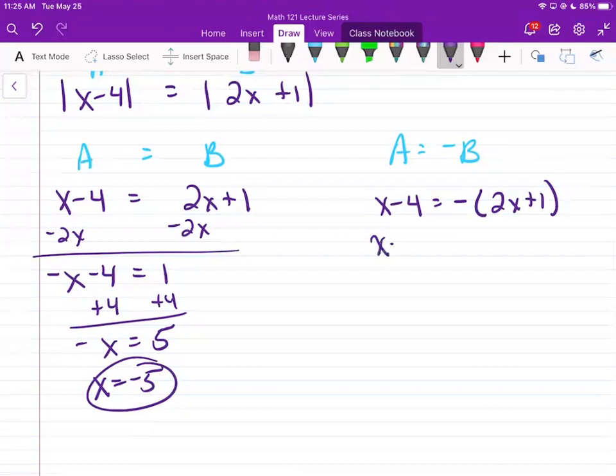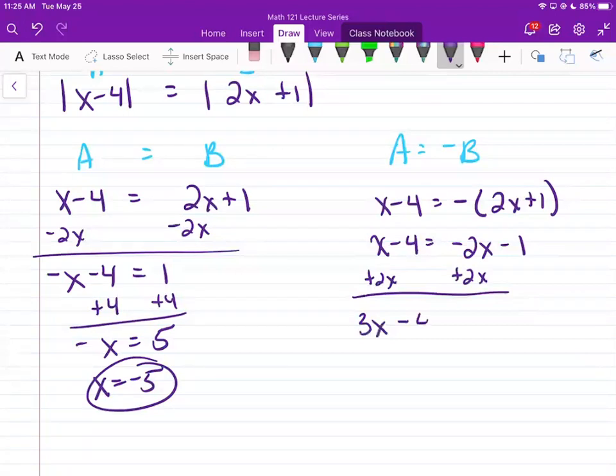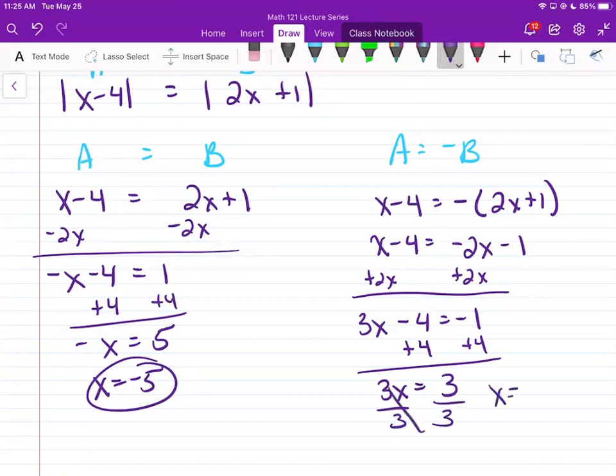Likewise, on this side, I'm going to first distribute my negative. So I end up with -2x minus 1. Adding 2x to both sides, I have 3x minus 4 equals -1. I add 4. 3x equals 3, or x equals 1. Two solutions which I can then check and verify that they work.